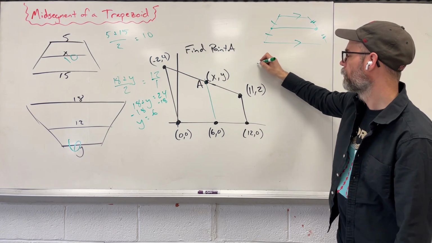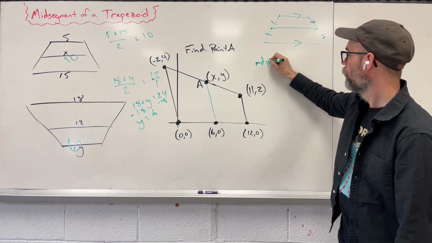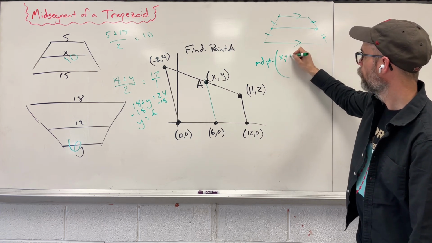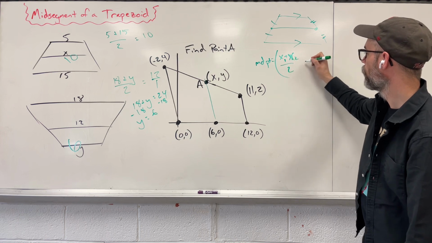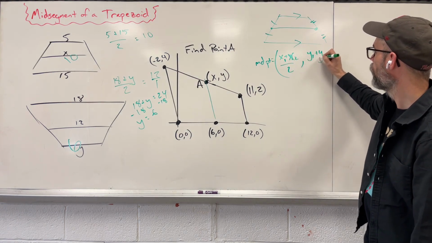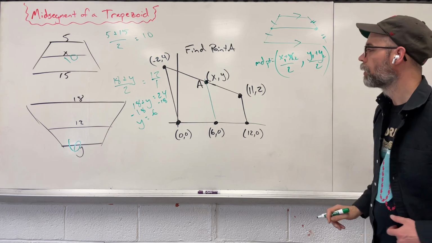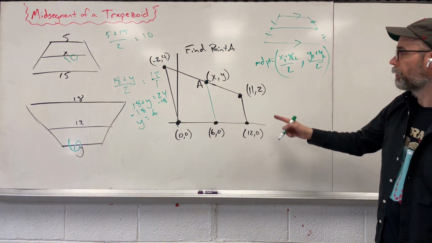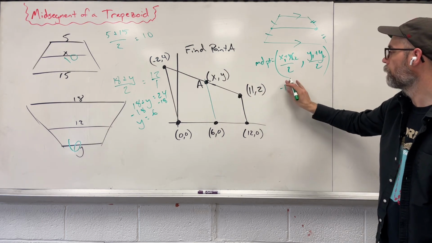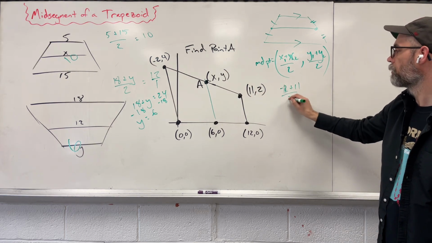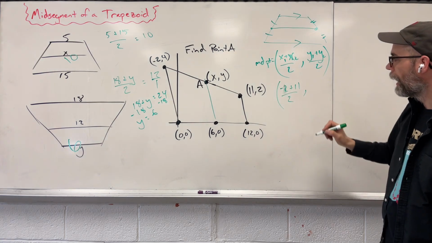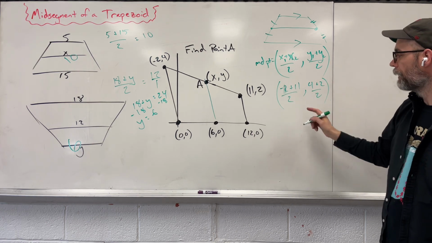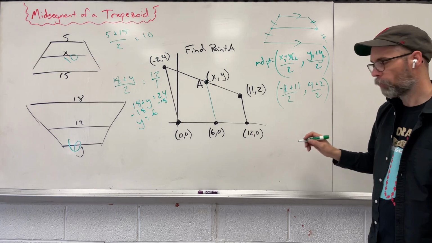Okay, so first thing we need to do is find our midpoints. Our midpoint is going to be x1 plus x2 divided by 2, y1 plus y2 divided by 2. So here's our two coordinates. Let's figure it out. We're going to take our x's: we have negative 2 and 11. Negative 2 plus 11 divided by 2. And our y's: 4 plus 2 divided by 2, leaving us with 9 over 2, which is 4.5.